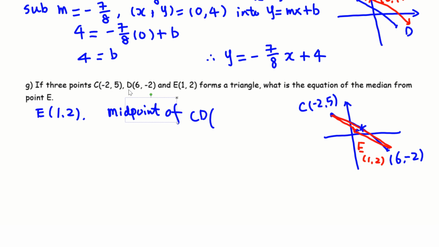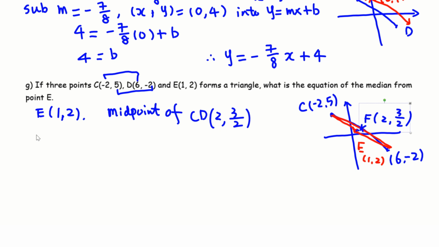That will be: add these 2 together, divided by 2, is 2; add these together, divided by 2, is 3 over 2. This one we have done already. The C and the D x-values add together, divided by 2, and the y-values add together, divided by 2. Then you have the midpoint. We have these 2 points, we could call the midpoint F.